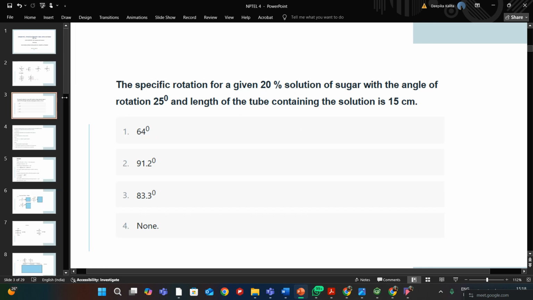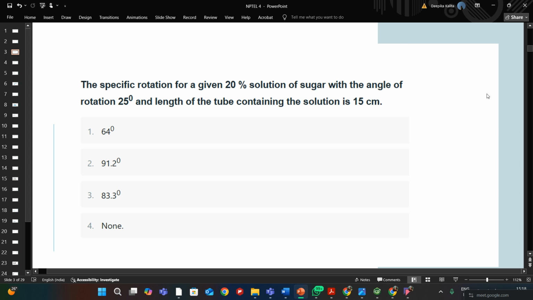This is a numerical given from the concept of specific rotation of organic solutions. The specific rotation for a given 20% solution of sugar with the angle of rotation 25 degrees and length of the tube containing the solution is 15 centimeter. We are given the concentration of the sugar solution and angle of rotation is given, as well as the length of the tube is given in centimeter. We have to measure the specific rotation.